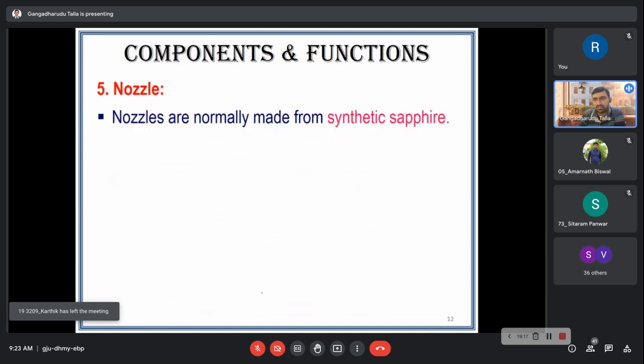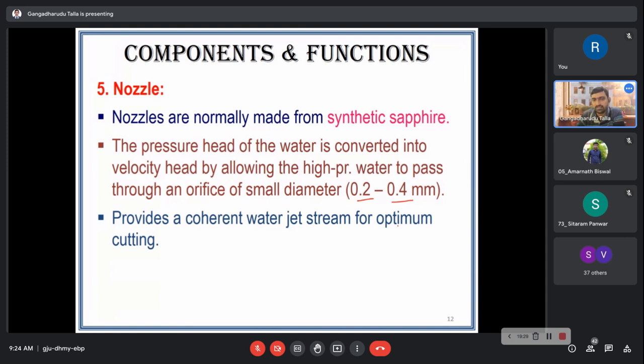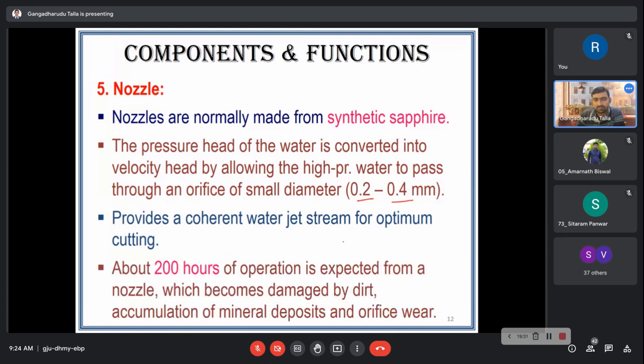Now coming to the nozzle, you can use synthetic sapphire. The orifice diameter is 0.2 to 0.4 mm, similar to the diameter that we have used in abrasive jet machining. So we are getting a coherent water jet by using that nozzle. We are getting a life of 200 hours for the nozzle.